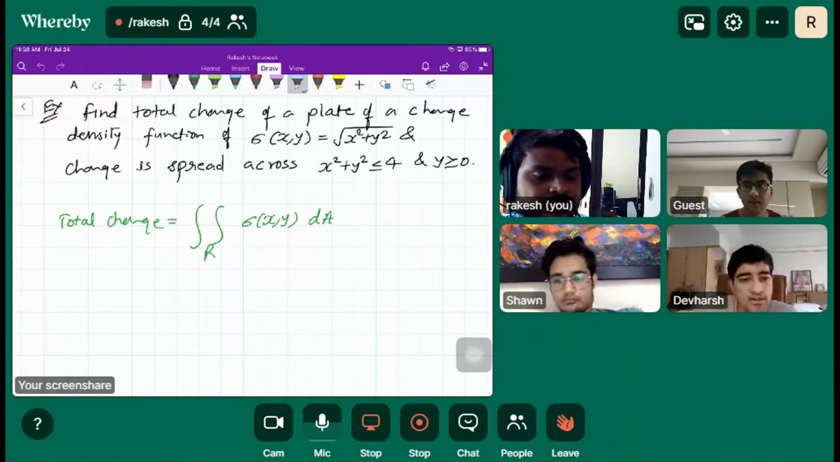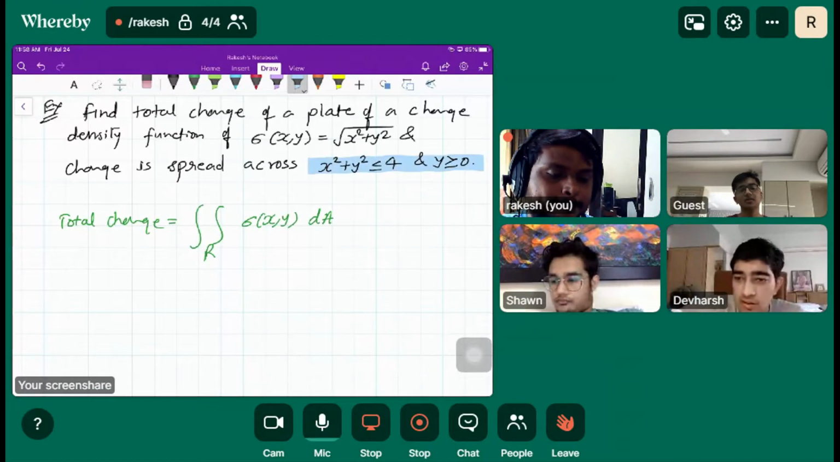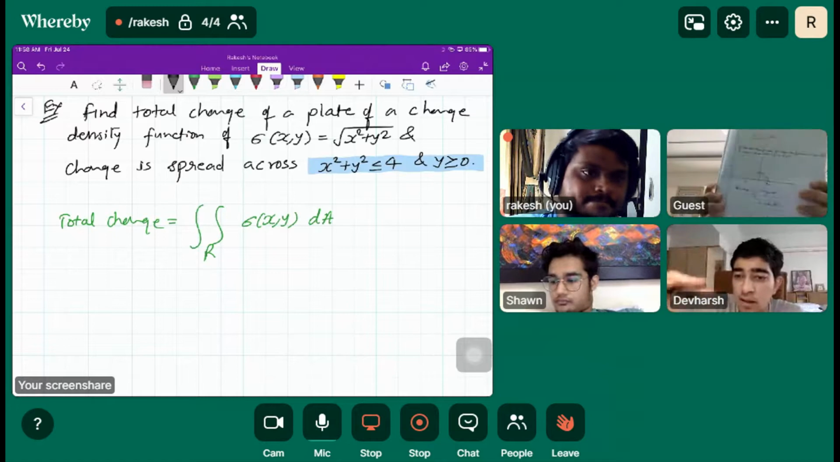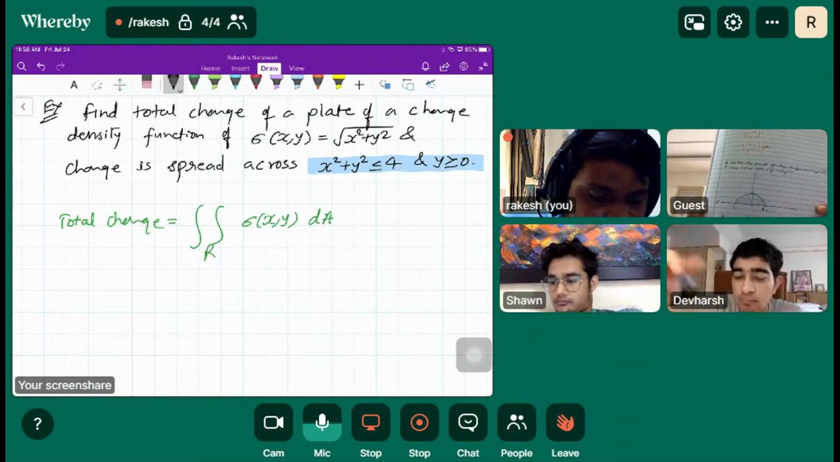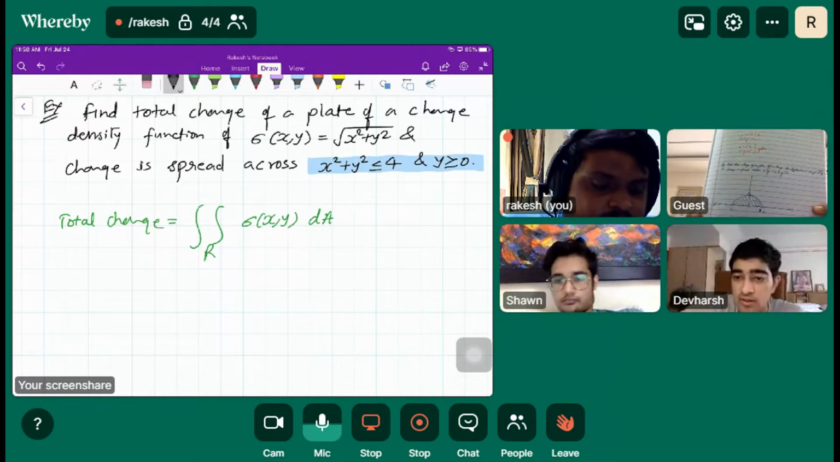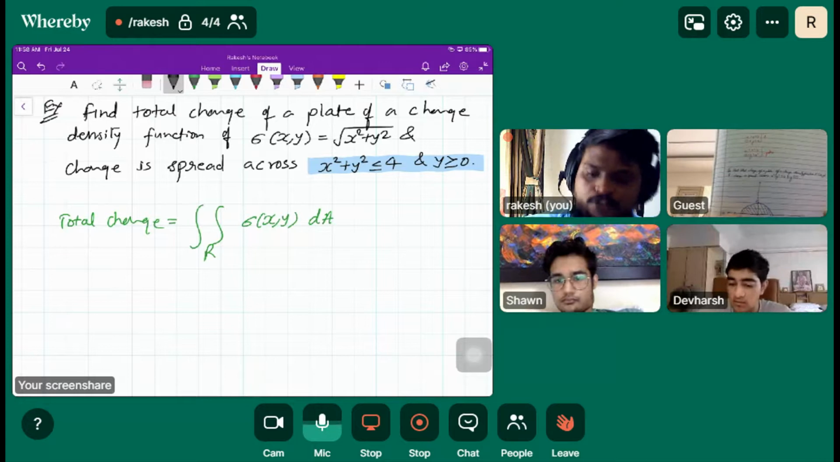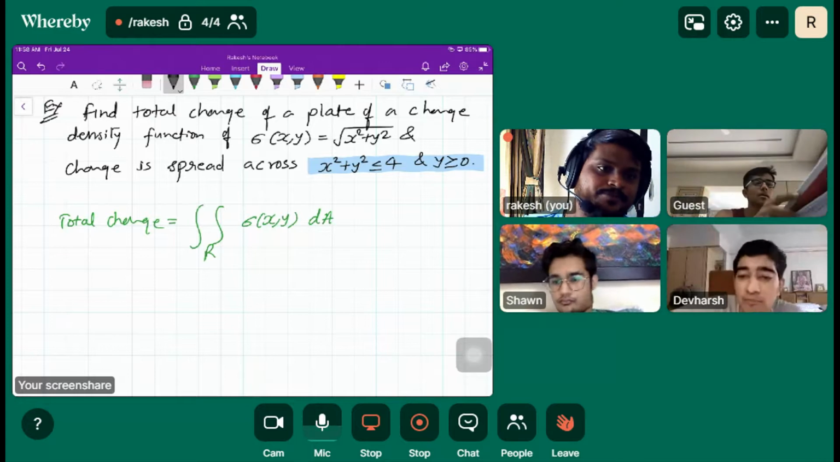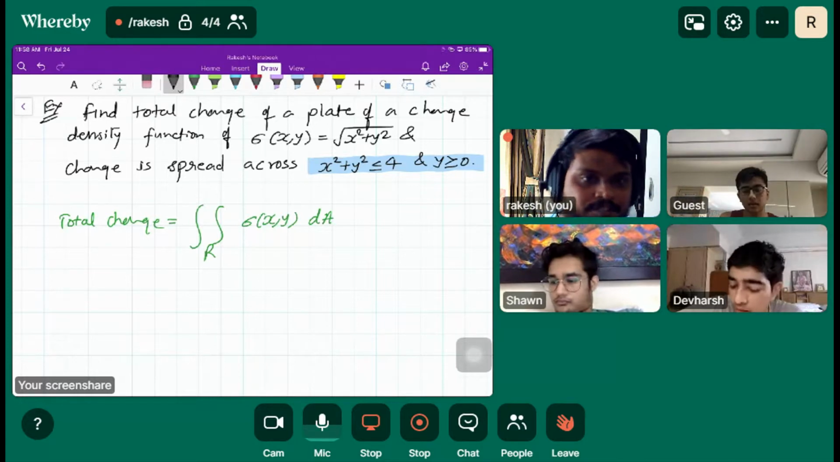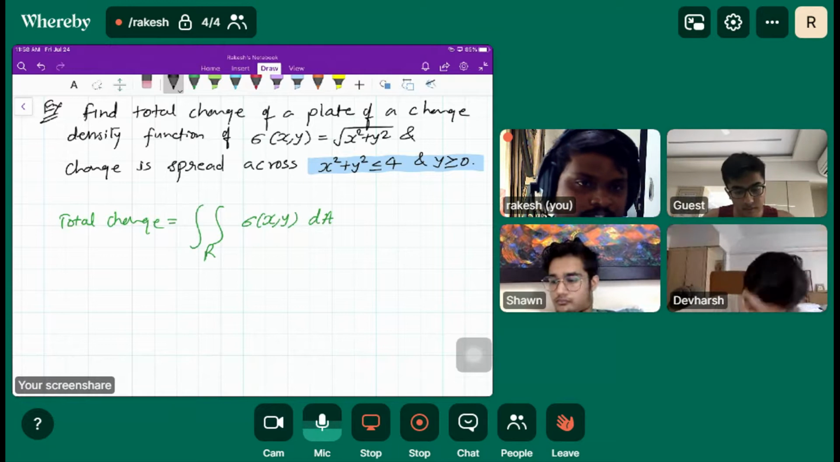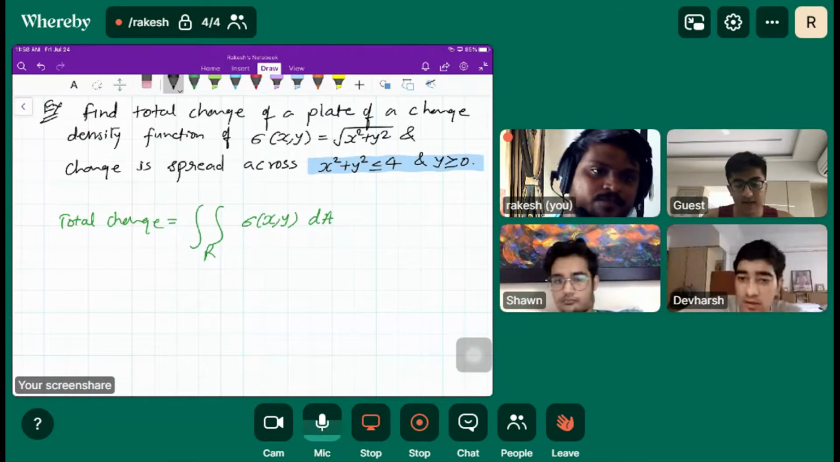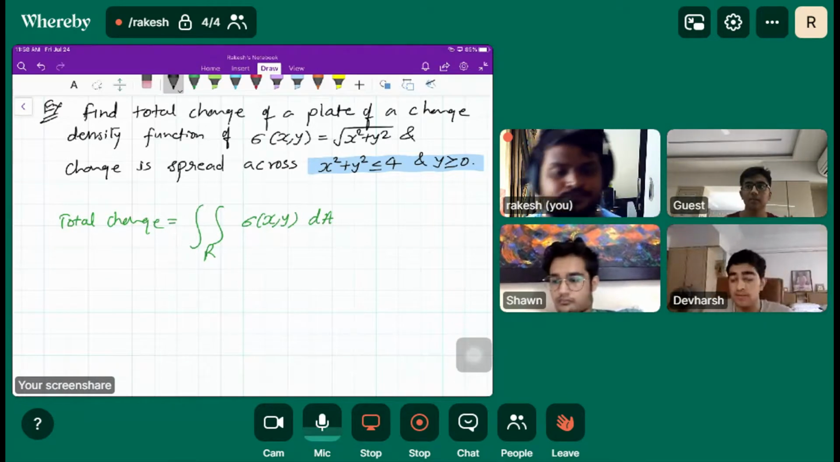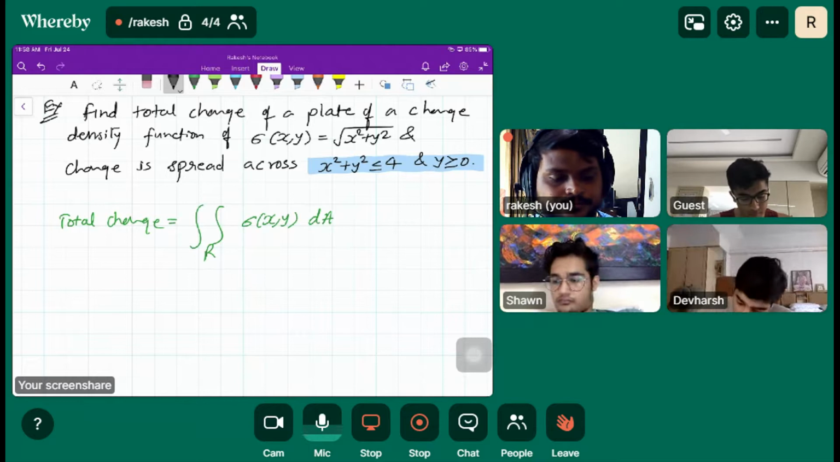It's a semicircle. It's the semicircle above the x-axis, but not counting the circumference. Yes, it's counting the inside. Mano has shown the perfect diagram. We are counting everything, the circumference too, since it is less than or equal to 4.